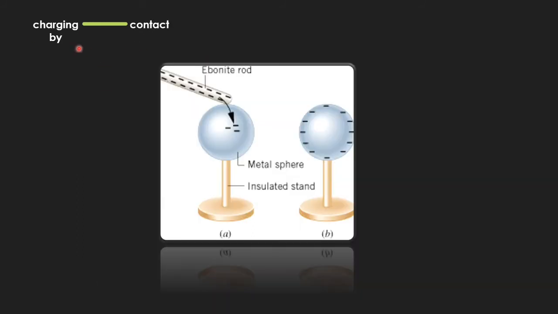And finally, charging by contact. For example, a negatively charged rod is brought near to a sphere. It will be charged by the negatively charged rod. Since the negatively charged particles cannot attract but they repel, they will be distributed around the surface of the metal sphere, making the metal sphere negatively charged. So in this case, this is how an object is charged by means of contact.